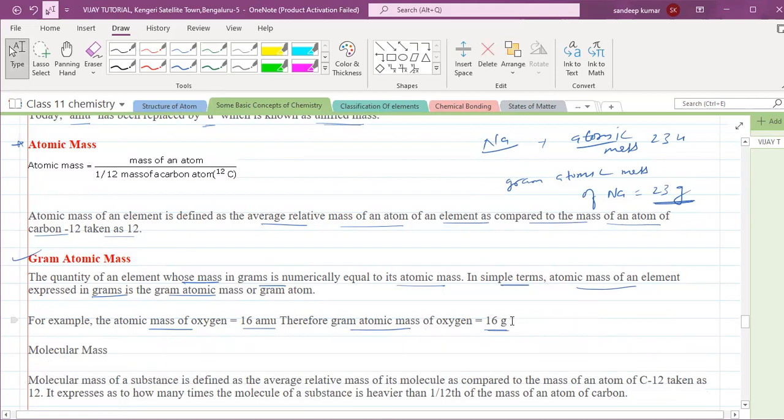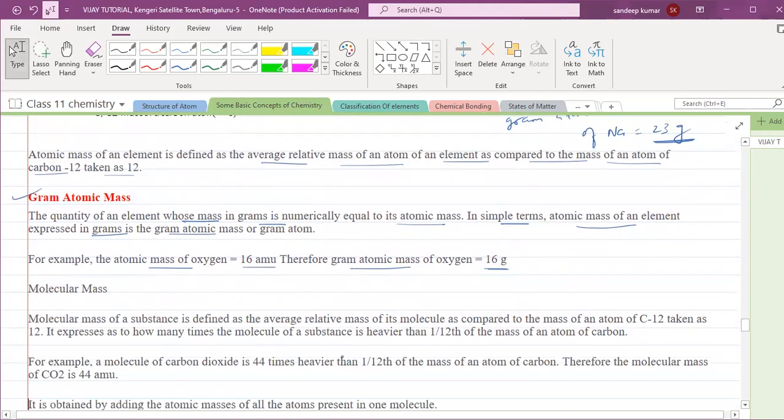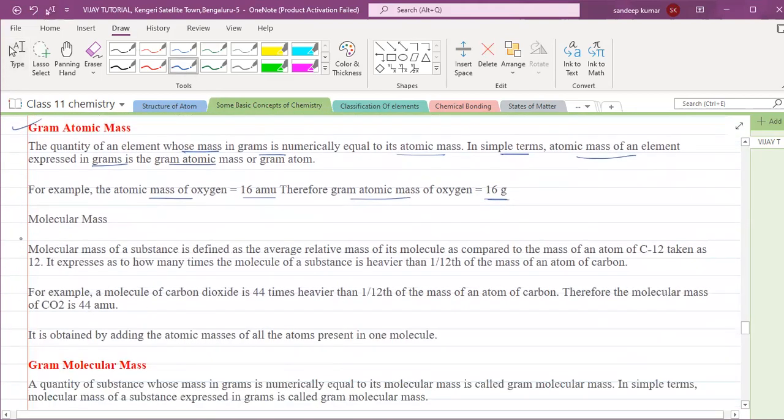Next, we should know about molecular mass. What do you mean by molecular mass? Molecular mass is also very important. It is defined as the average relative mass of its molecule as compared to the mass of one atom of carbon-12 taken as 12. It expresses how many times the molecule of a substance is heavier than 1/12th of the mass of an atom of carbon. For example, a molecule of carbon dioxide is 44 times heavier than 1/12th of the mass of an atom of carbon.